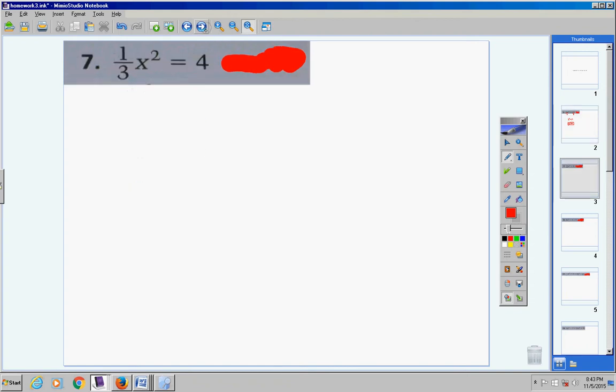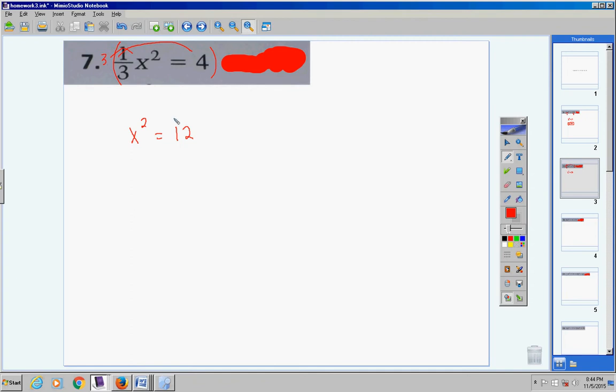Alright, number 7. Step 1, simplify both sides. There's nothing you can do. Step 2, eliminate fractions. Well, I'm going to multiply everything by 3, because A, I like to get rid of my fractions, and B, my denominator's 3. 3 times 1/3 is 1x squared, or just x squared. 3 times 4 is 12. Okay? So I took 3 and I multiplied it by both terms.